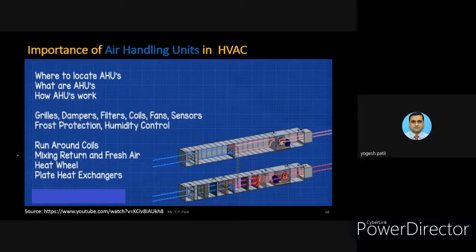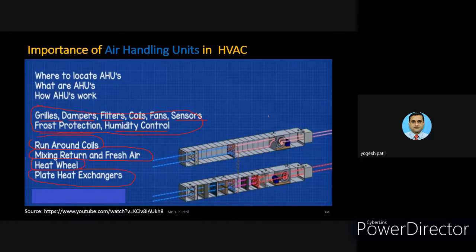Now, which are the different components of this air handling unit? The major components are grills, which is the first part. Then dampers, filters, coils, fans, different sensors, then frost protection, humidity control, then there may be run around coils, a mixing return and fresh air unit, a heat wheel, and some air handling units can also incorporate plate heat exchangers. So you can see how many components there are in a particular air handling unit.